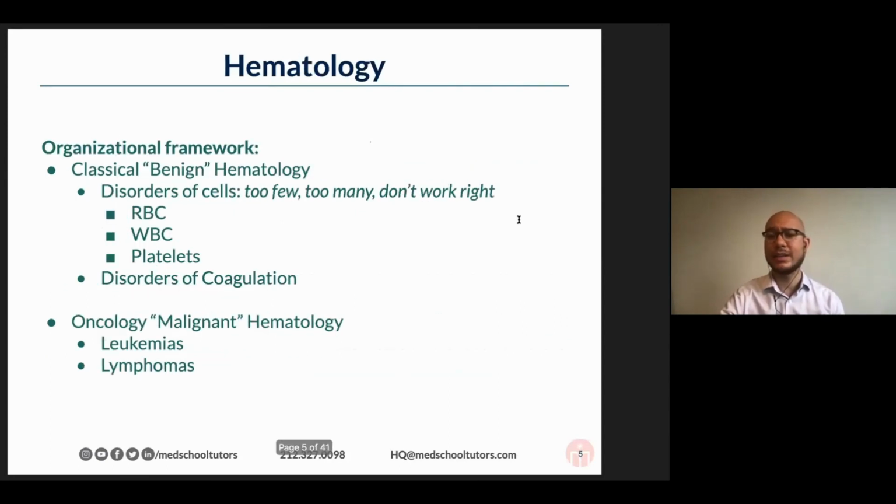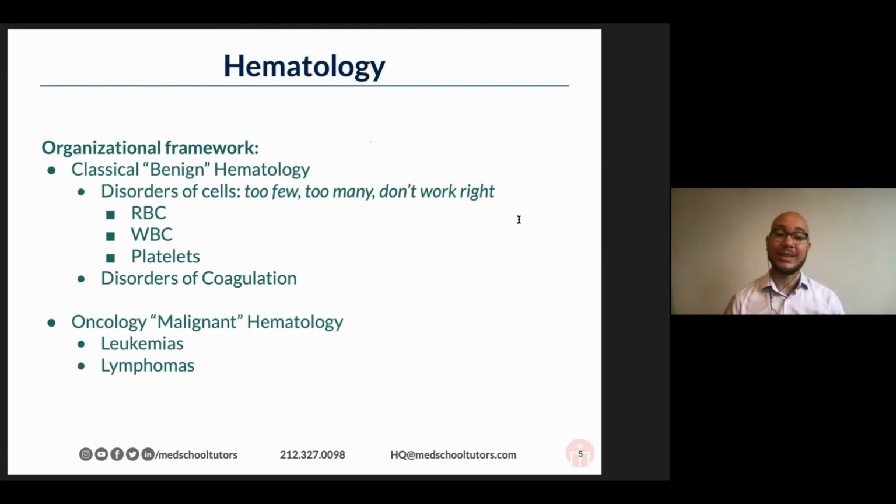And again, to take a step back, hematology, I think, is frightening for some people. Lots of fancy terminology, lots of chemotherapies. It's a struggle to remember what the mechanisms of action are. But remember that at its core, hematology is very simple. It's the study of blood, and it's broken down into two arms.